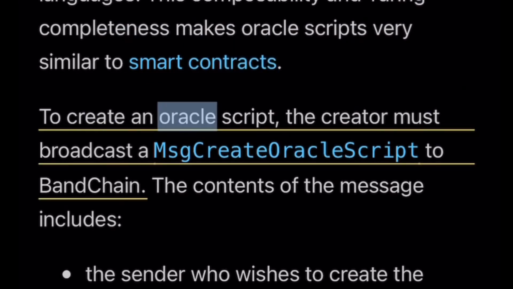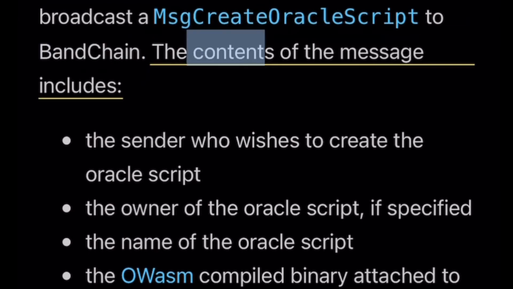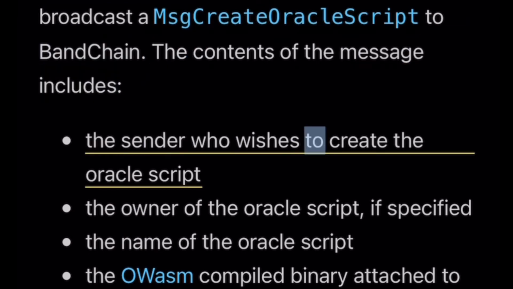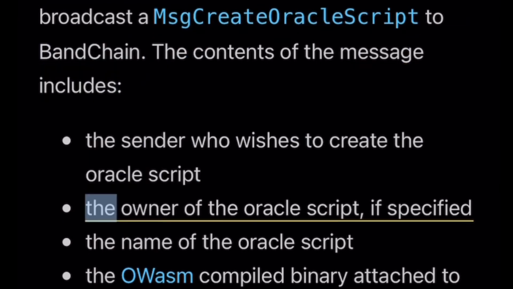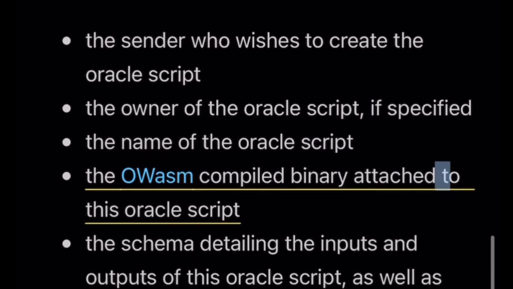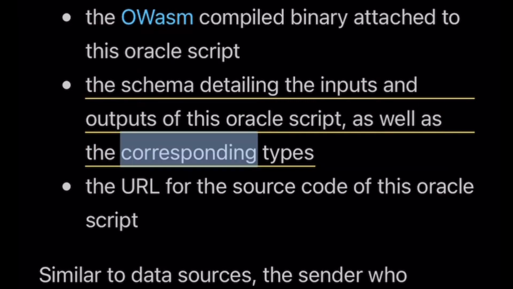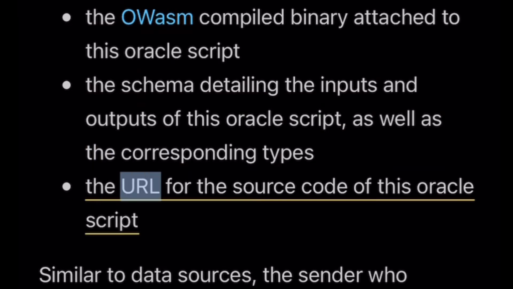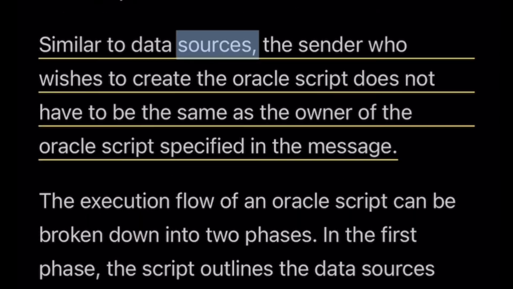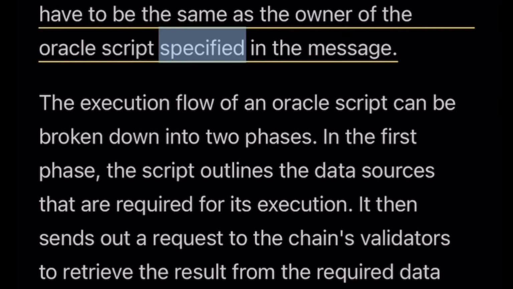To create an Oracle script, the creator must broadcast a MsgCreateOracleScript to Band Chain. The contents of the message include the sender who wishes to create the Oracle script, the owner of the Oracle script, if specified, the name of the Oracle script, the OWASM compiled binary attached to this Oracle script, the schema detailing the inputs and outputs of this Oracle script as well as the corresponding types, and the URL for the source code of this Oracle script. Similar to data sources, the sender who wishes to create the Oracle script does not have to be the same as the owner of the Oracle script specified in the message.